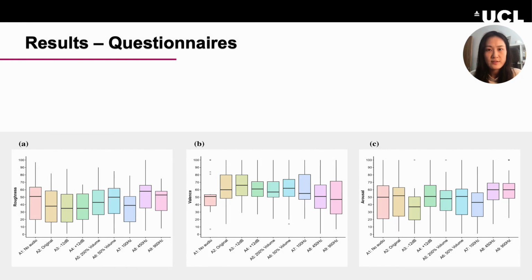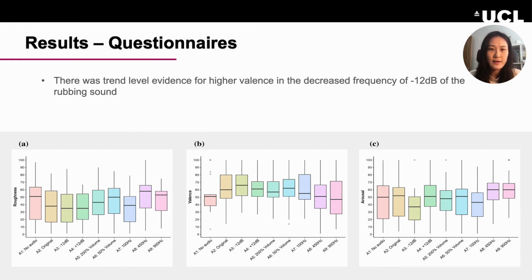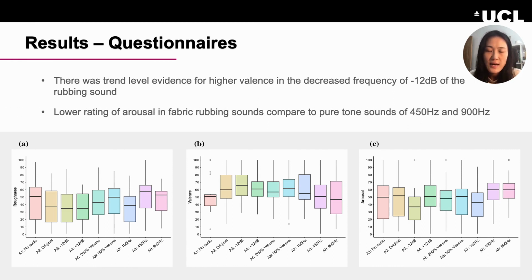Our questionnaire results show there was trend-level evidence for higher valence in the decreased frequency of -12 dB of the rubbing sound, and a lower rating of arousal for fabric rubbing sounds compared to the pure tones of 450 Hz and 900 Hz.